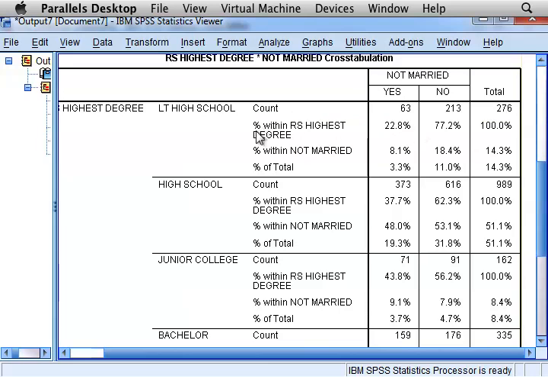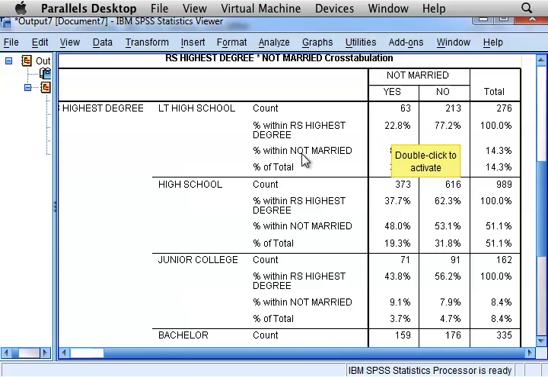You can see then the percentages, the percent of people that did not complete high school. That breaks down into 22.8% of those are single and 77.2% of those are married. So that is the row percentage. That uses this total of 276. So 63 divided by 276 gives you 22.8%.